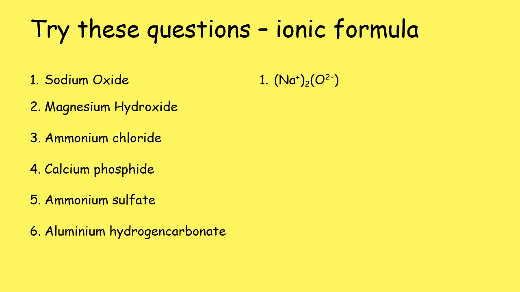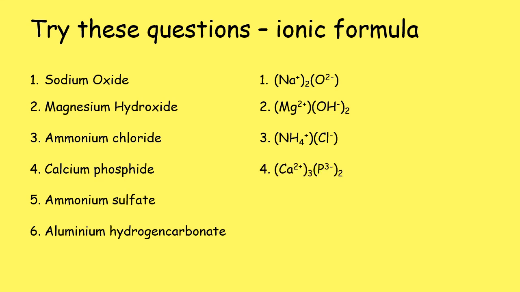We should find that sodium oxide is Na+ in brackets, then a number 2, and then in a new set of brackets, O2 minus. Magnesium hydroxide is Mg2+ in brackets, then OH minus in another set of brackets with a 2 after the OH minus. Ammonium chloride is going to be NH4+ in brackets, and then a Cl minus in brackets, because they both have a valency of 1.